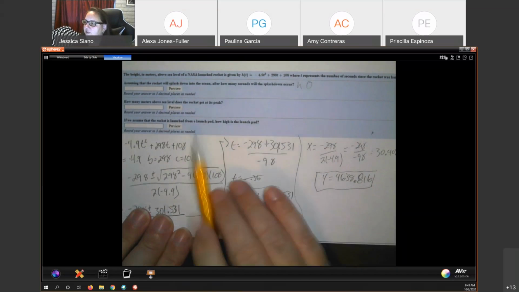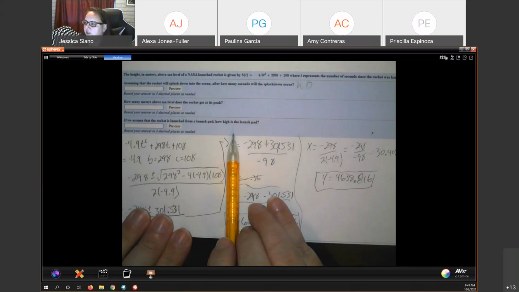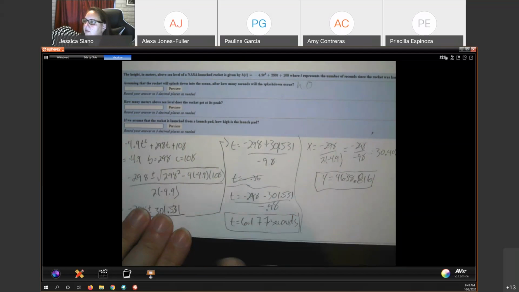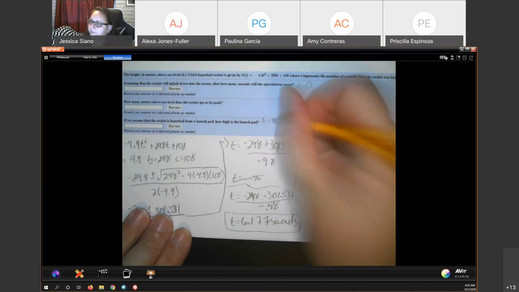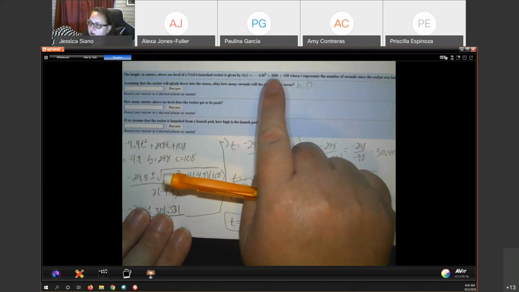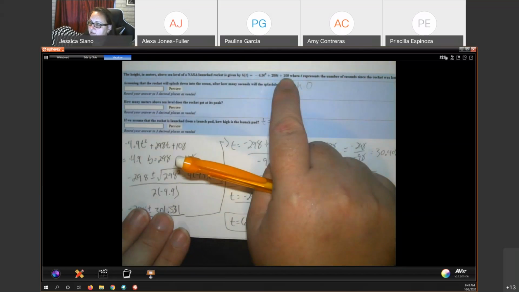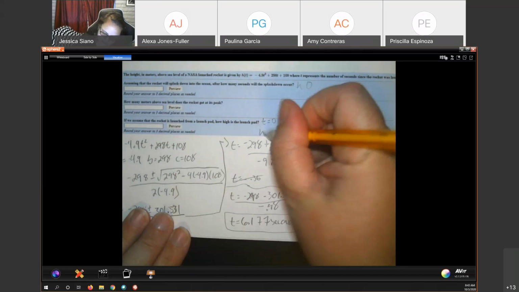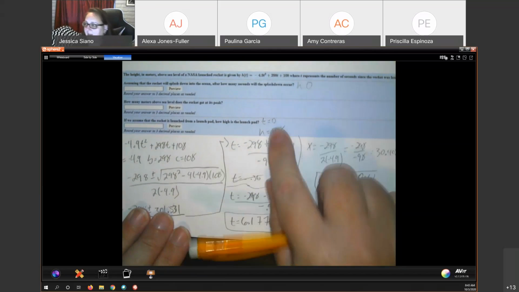If we assume the rocket is launched from a launch pad, how high is the launch pad? So if the rocket is launched from the launch pad, that would be when your time is 0. And if time is 0, then your initial height is 108. So that must be the height of the launch pad.